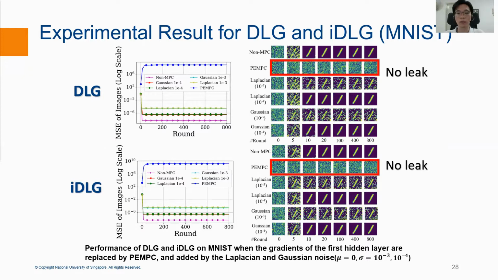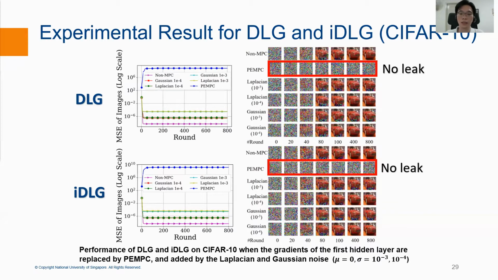In this experiment, we compare our method with a differential privacy mechanism that adds Gaussian and Laplacian noise. As you can see on the right figure, if the amount of noise is small, it still cannot prevent DLG and iDLG. But our method, which does not reduce any accuracy, is able to hide the ground-truth image from those attacks, as you can see in the red box. And a similar result can be found on the CIFAR-10 too.